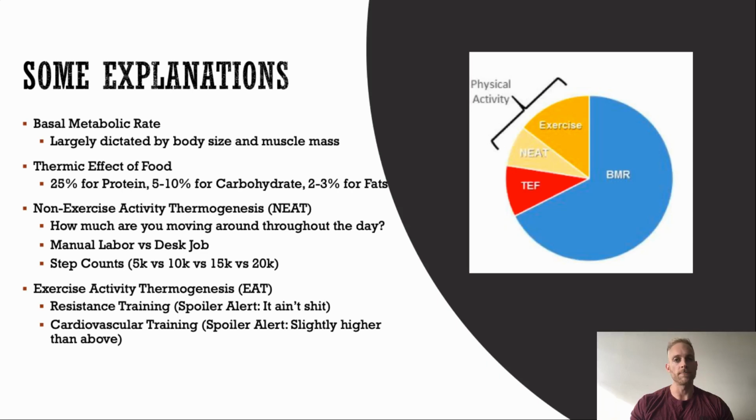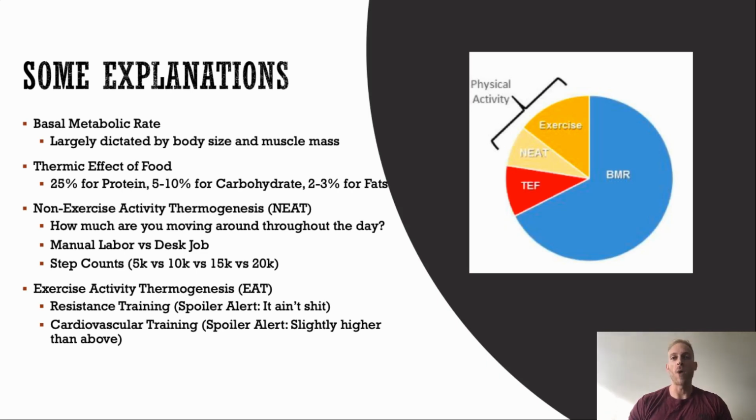So moving right along, some explanations here on basal metabolic rate. This is largely dictated by body size and muscle mass. So if you want to have a high basal metabolic rate, you need to be large in size, which is kind of counterintuitive to a fat loss diet.